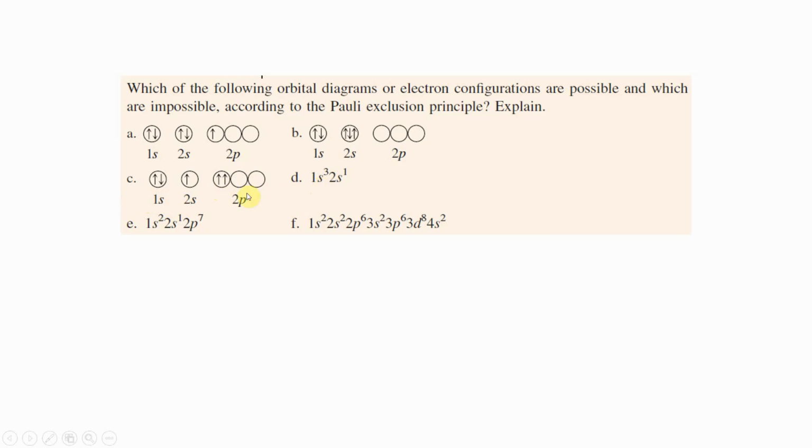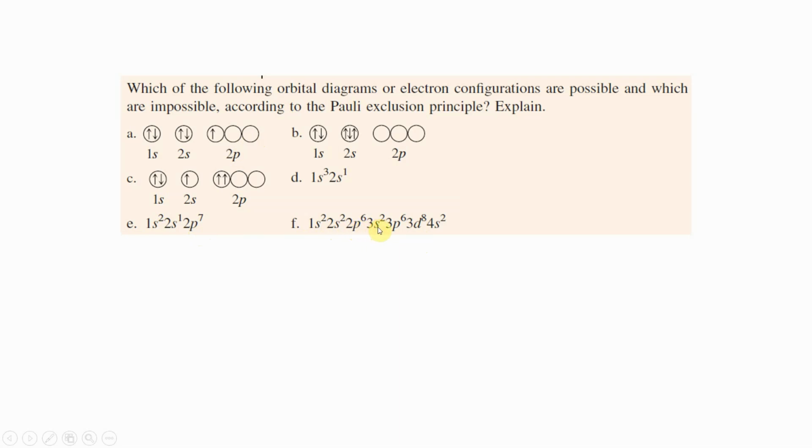That's not cool. Here, p can only have up to 6: 1, 2, 3, 4, 5, 6. I have 7. Not cool. Meaning that I'm forced to have 2 electrons with the same spin. Not going to happen. Here, that's good. There's no problem here. S can only have up to 2. S has only 2. P can only go up to 6.